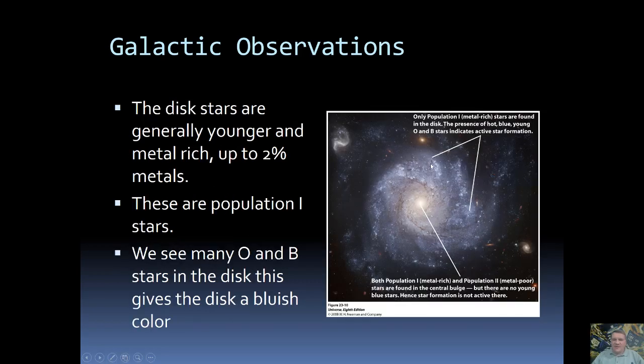So as we look out in the disk out here, notice the color. Now really quick, something I want to point out. This is not a picture of our Milky Way galaxy.